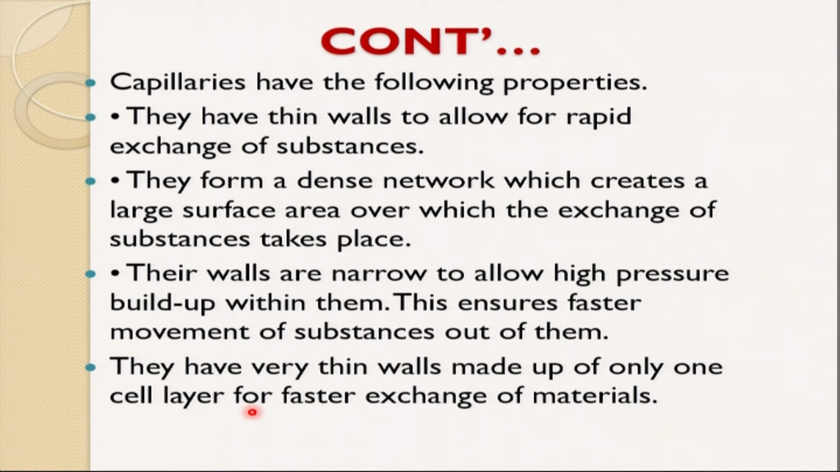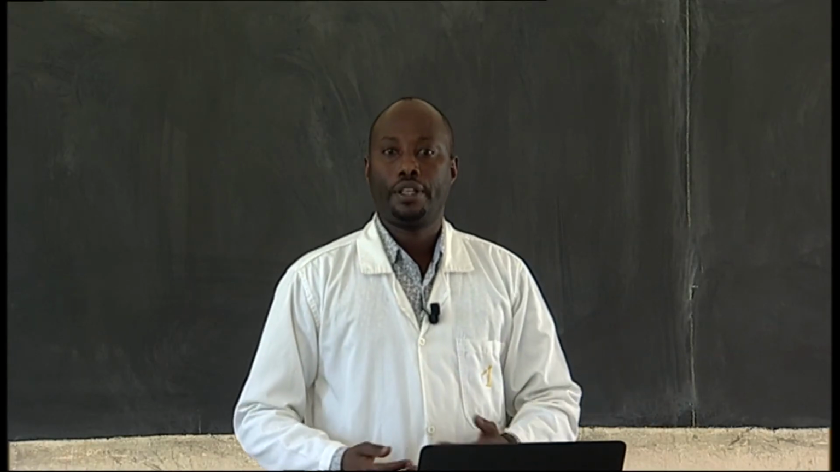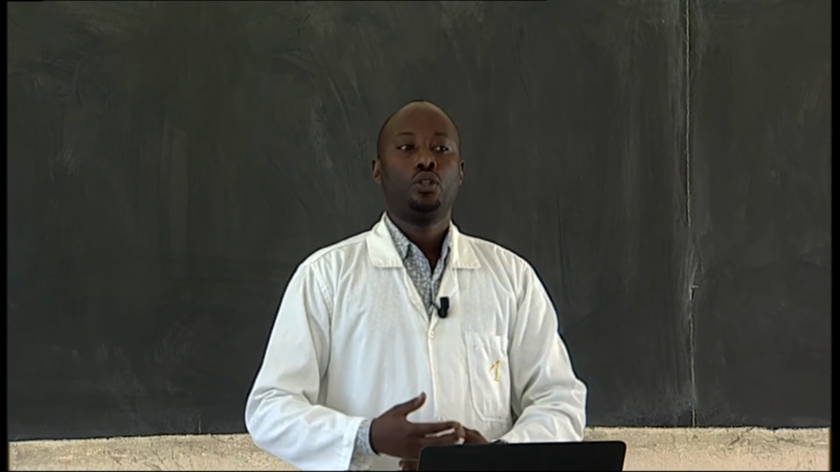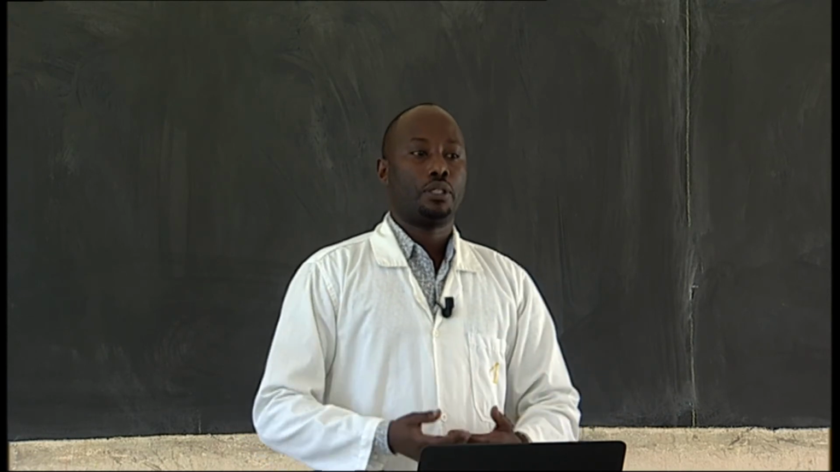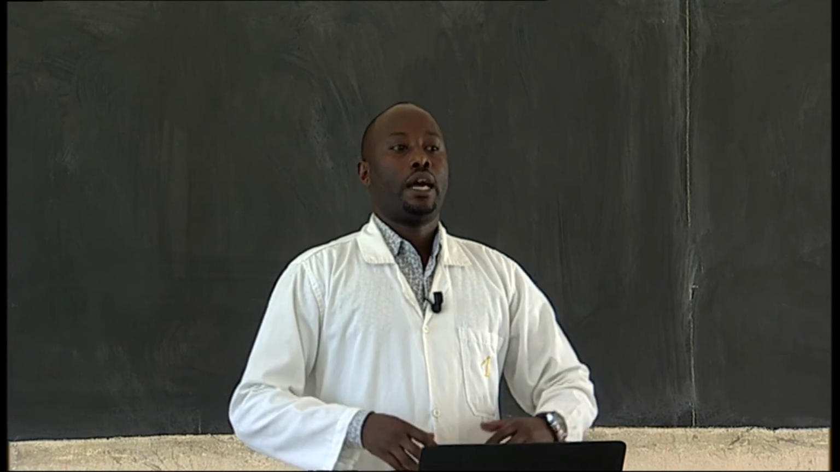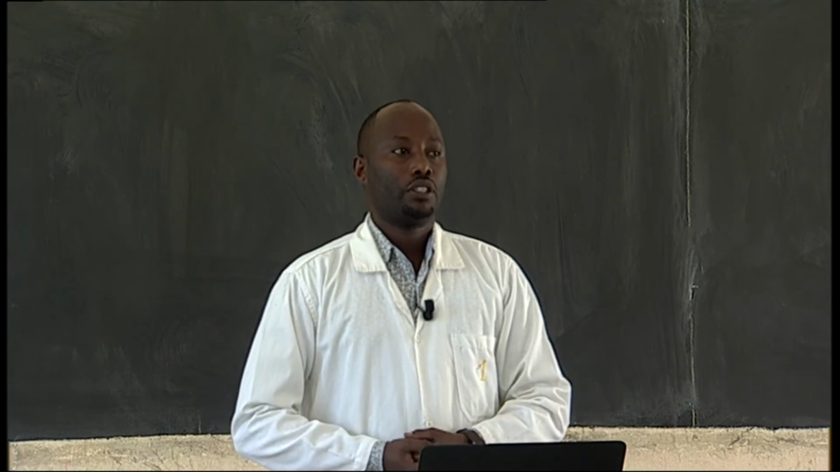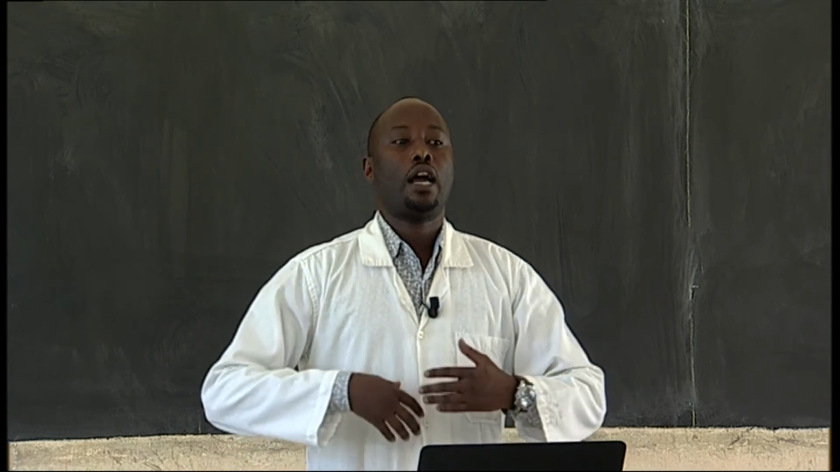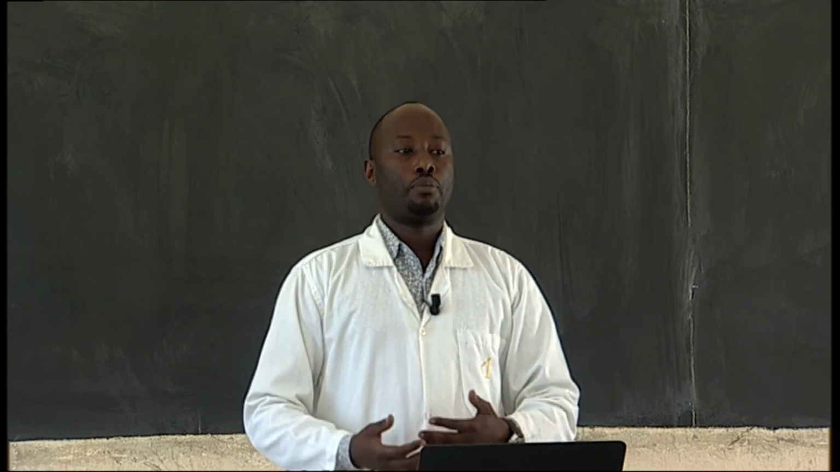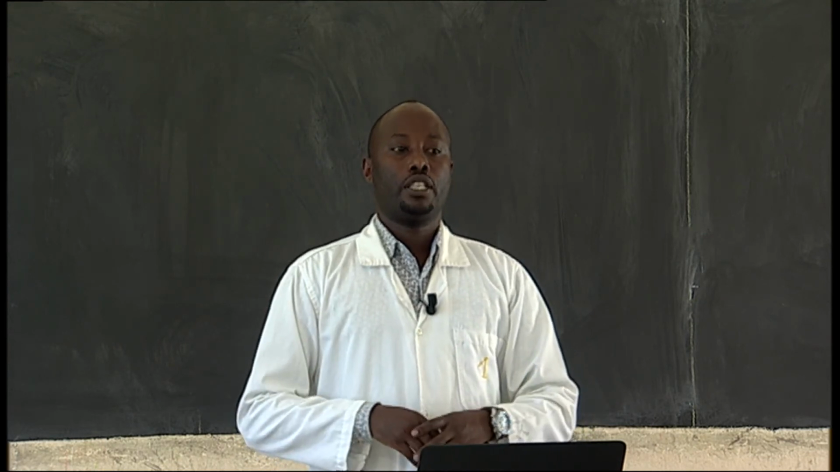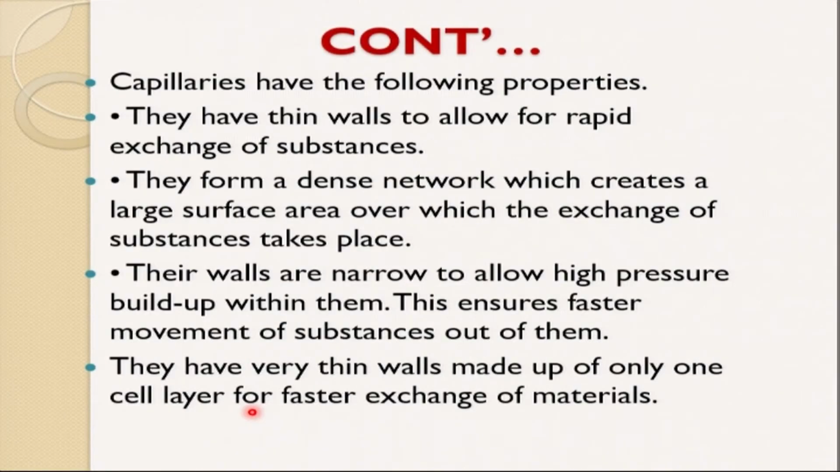They form a dense network which creates a large surface area over which the exchange of substances takes place. If you talk about a large surface area, it means they are thin, and if they are thin, the exchange of substances takes place easily. Their walls are narrow, and being narrow, they allow high pressure to build up within them. This ensures faster movement of substances out of them.